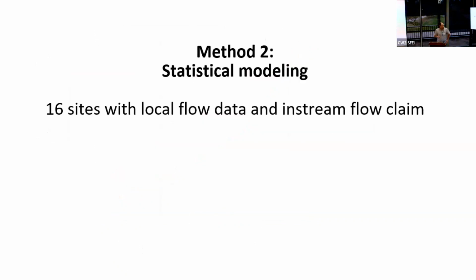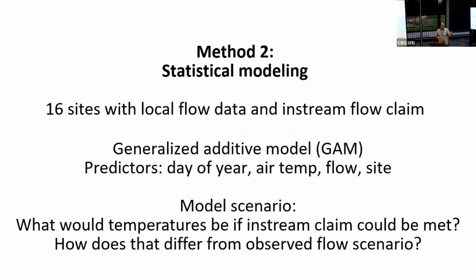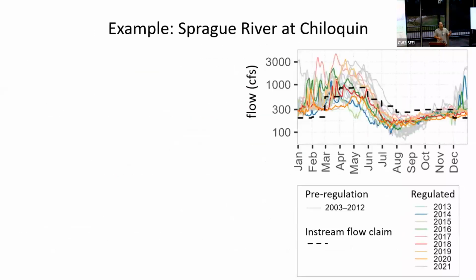So we also used statistical models, in places where we had a local flow gauge, and the Klamath Tribes had an in-stream claim. We developed a statistical model to predict temperatures as a function of day of the year, air temperature, flow, and the site. And then we modeled temperatures under 2 scenarios. One is the gauged flows that were recorded, and another that was, well, what if we could meet the in-stream claim, then what would temperatures be if that claim could be met?